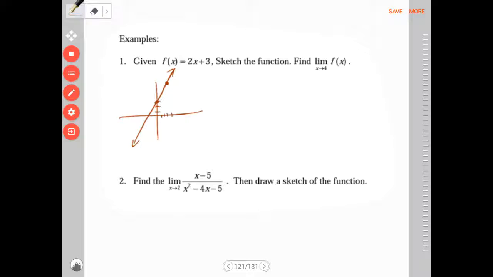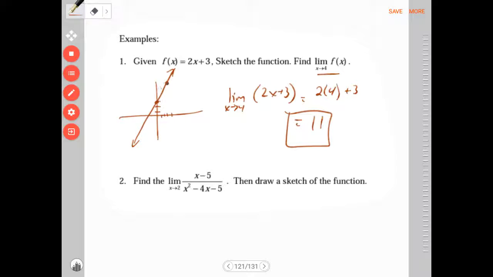So that would be up here somewhere. Is there an asymptote or a hole right there? Well, of course not, because for 2x plus 3 the domain is everything. So all we have to do is evaluate at x equals 4. The limit as x approaches 4 of 2x plus 3 equals 2 times 4 plus 3, so that equals 11.